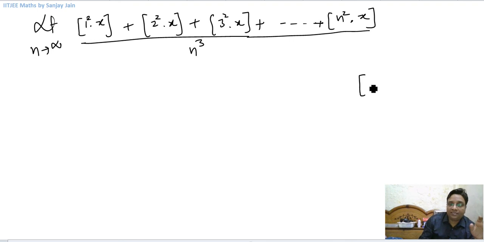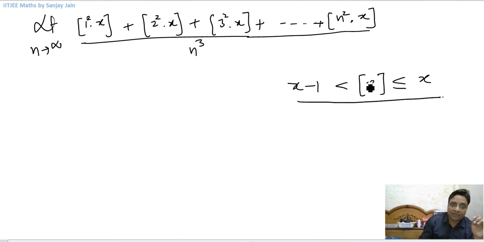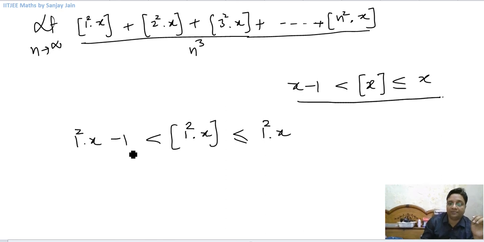If you have the greatest integer function of x, it is always less than or equal to x, and it is greater than x minus 1, right? This is the property of the greatest integer function. So what I can say here is that the greatest integer function of 1² x is less than or equal to 1² x, but greater than 1² x minus 1, right?